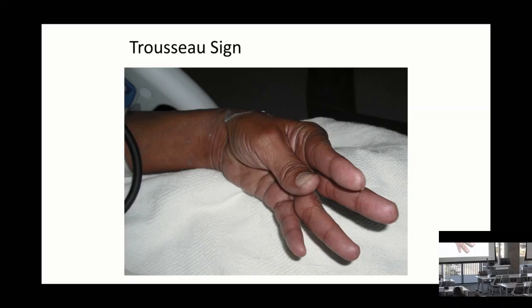Trousseau sign, again, this is something that you will see in your steps. But if you have a scenario where they say that a patient develops spasms, what triggers these spasms? Do you guys know? What will trigger the spasms in hypocalcemia in a Trousseau sign? Low calcium, but what do you do to make the spasms come?